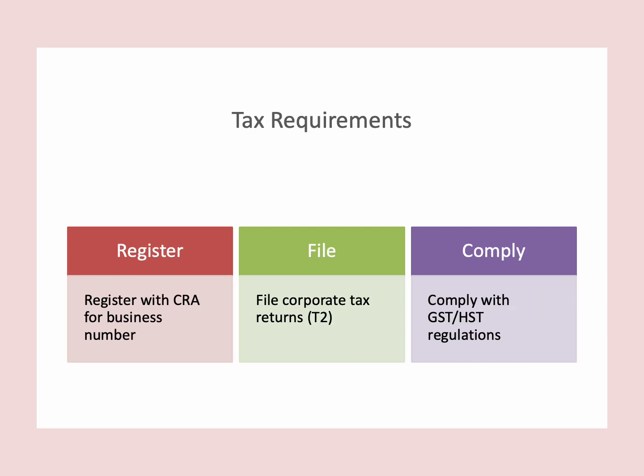Following banking requirements, let's explore tax requirements for for-profit corporations in Canada. Corporations must register with the Canada Revenue Agency (CRA) for a business number to handle taxes. They file annual T2 corporate tax returns, reporting income and deductions, as seen with companies like Tim Hortons. Compliance with GST/HST regulations is required if sales exceed $30,000 annually.